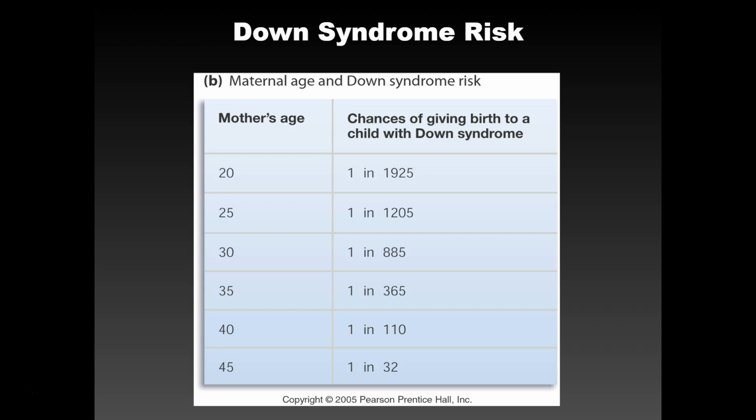That 1 in 32 is huge compared to this 1 in 1925. So the longer you wait to become a mom, the higher your odds of having a child with Down syndrome become.